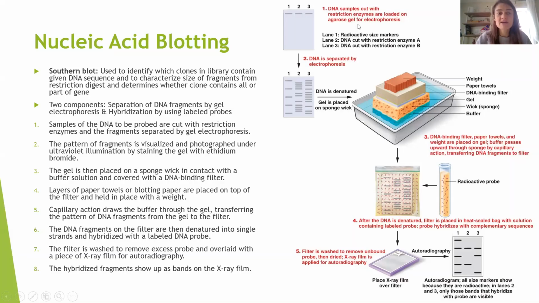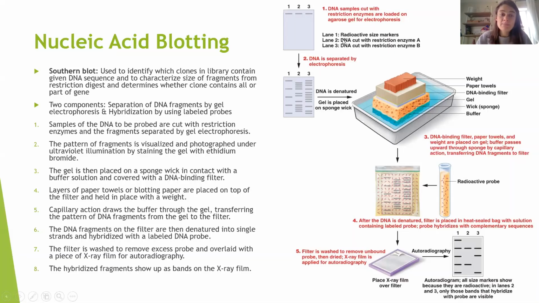So say you have a DNA sample. So actually, before we go in, there's two components to this Southern blotting. You have the separation of the DNA fragments by gel electrophoresis, which is what we just covered. And then you have the hybridization by using labeled probes. And in order to get to that hybridization, you have to go through a Southern blot, where you have to go through some funky little weird sponge-weighted apparatus.